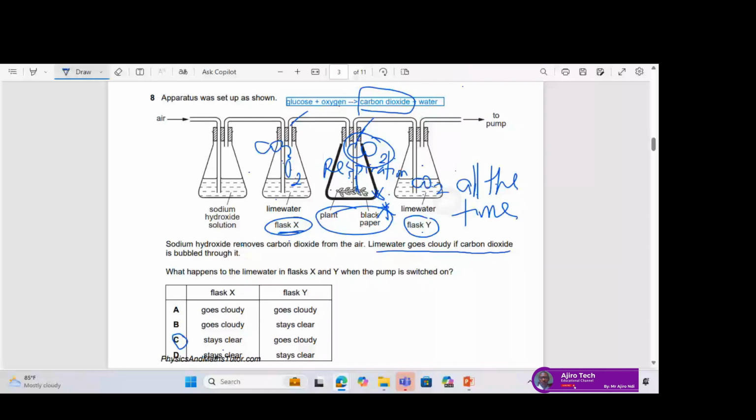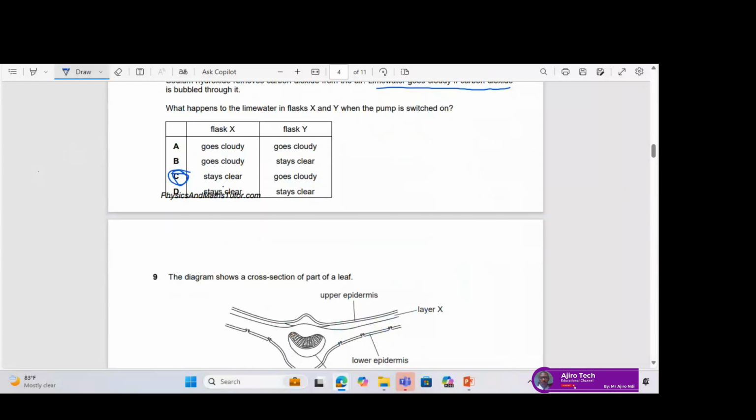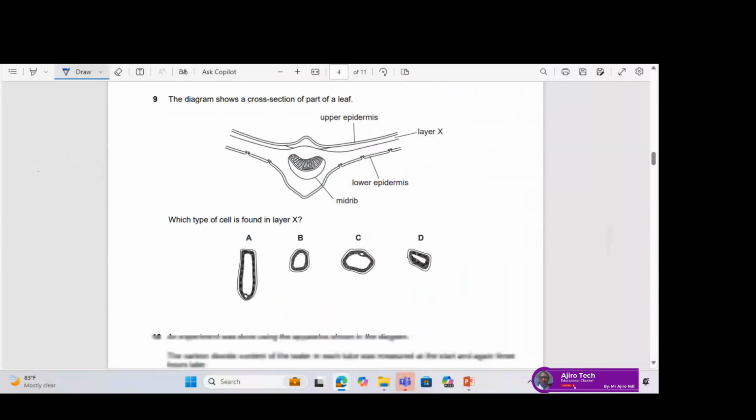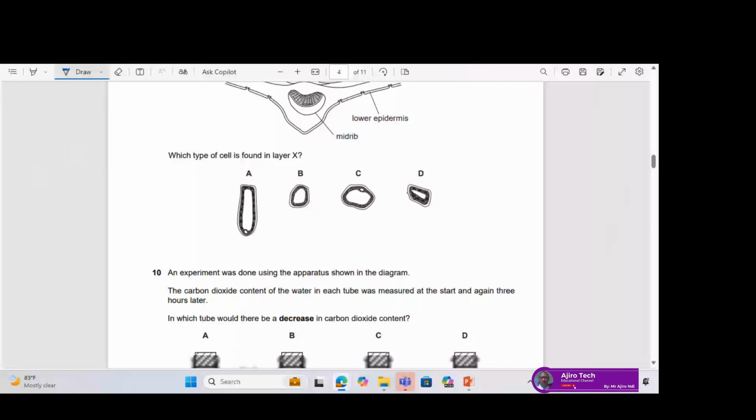Do you understand that? Yes. Do you get the details now? So these are the intricacies involved in questions that involve nutrition in plants. I think that's the most we can take at this time.